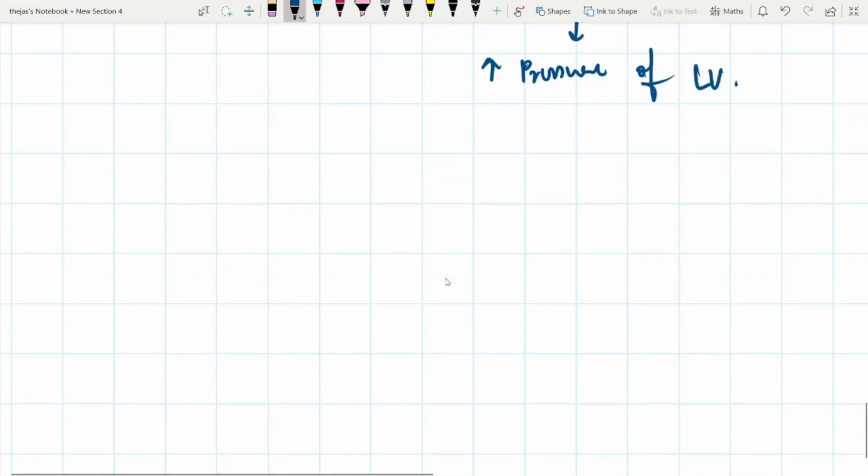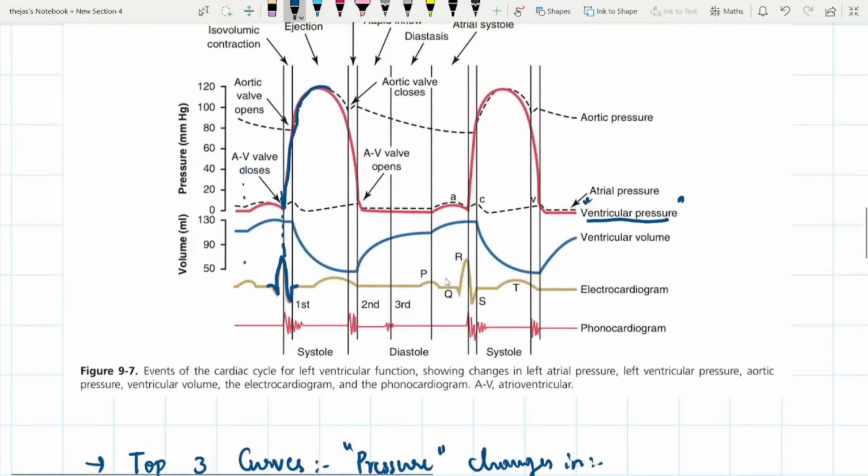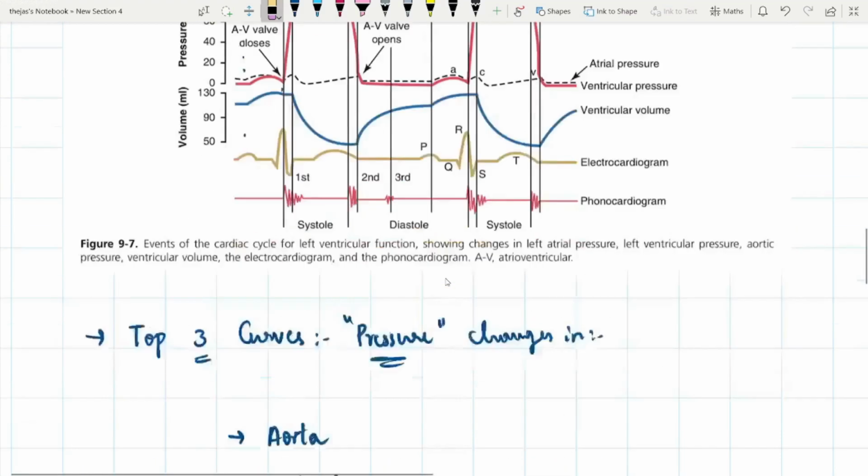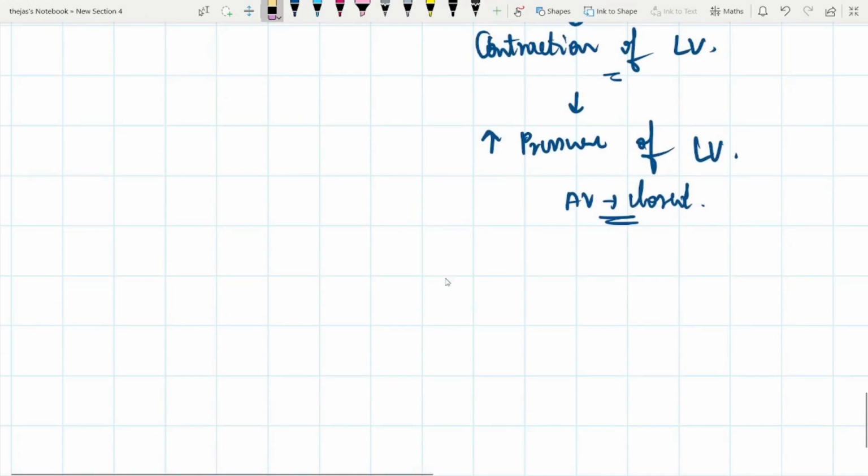So see here, there is an increase in pressure. So now what happens? The AV valve is closed, right? Now there is pressure buildup. You can see in this diagram, just after the QRS complex, there is the beginning of increase in left ventricular pressure. So by this diagram, we can compare the ECG with the left ventricular pressure curve. So this is about QRS.